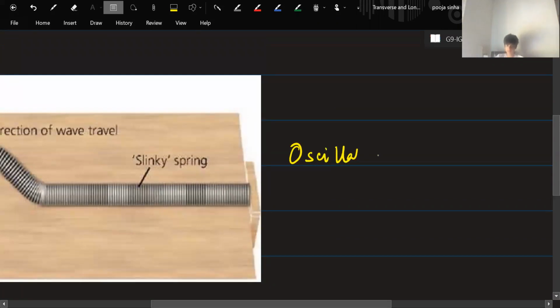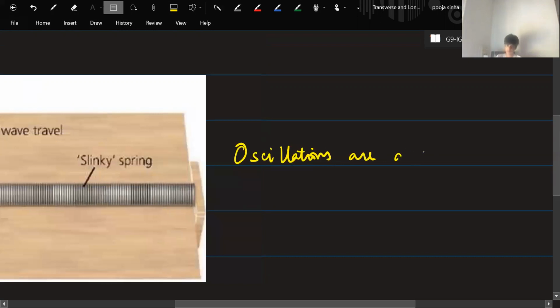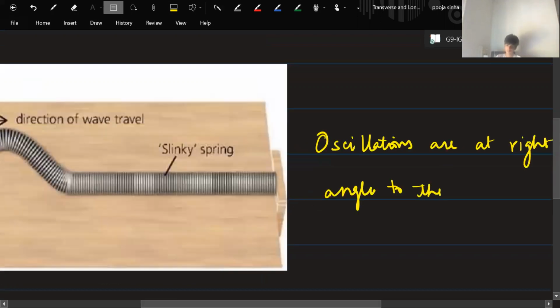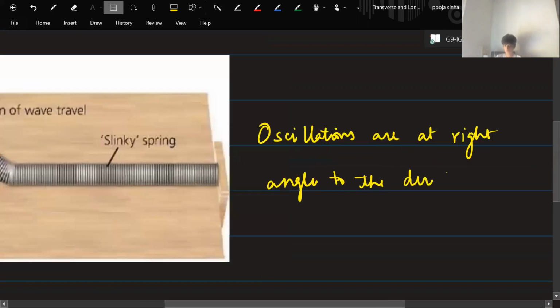Oscillations are at right angle to the direction of travel.